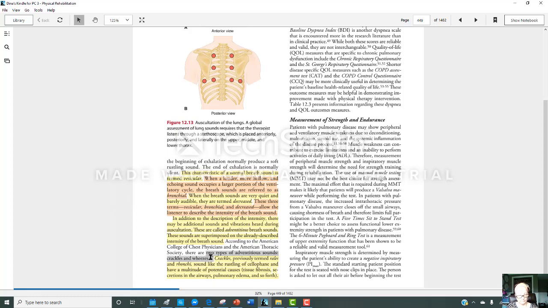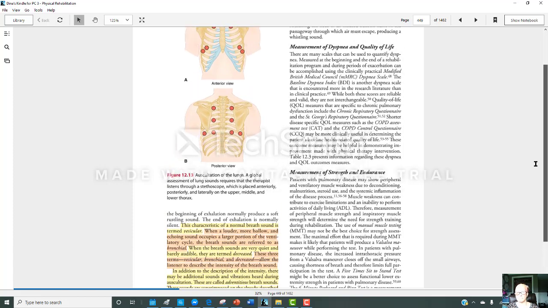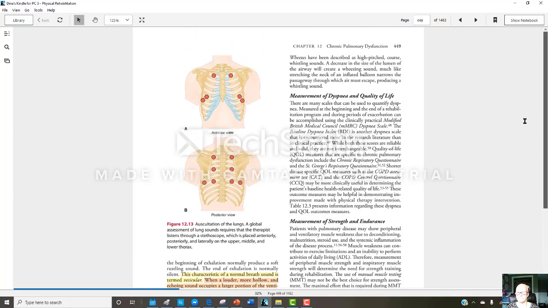Wheezes have been described as high-pitched, coarse, whistling sounds. A decrease in the size of the lumen of the airway will create a wheezing sound, much like stretching the neck of an inflated balloon narrows the passageway through which air must escape, producing a whistling sound.